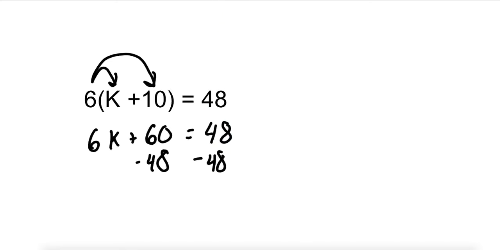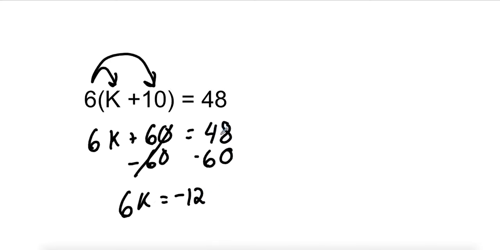So what I'm going to do instead of subtracting by 48 is I'm actually going to get rid of the 60 by subtracting by 60. And because I'm adding by 60 and then subtracting by 60, this is canceled out. So I have 6k on my left side. And that's equal to negative 12 on this side, because 48 minus 60 gives me negative 12. And as always, once I have my variables on one side and my constants on the other, I divide by 6, and I should see here that k equals negative 2.